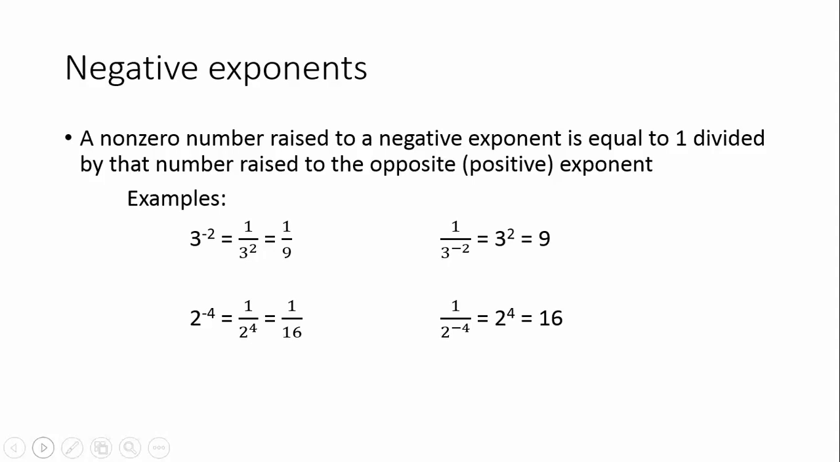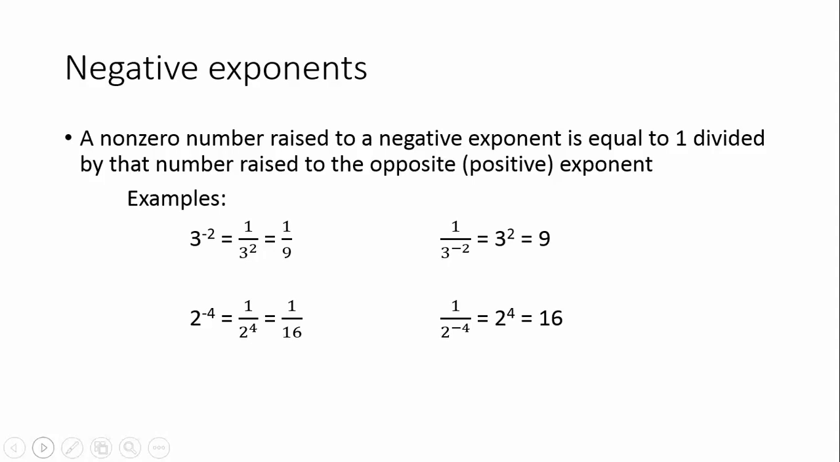To add to the 0 exponent, we also have negative exponents. With negative exponents, you have a non-zero number raised to a negative exponent. It is going to be equal to 1 divided by that number raised to the opposite, or the positive exponent. So we have 3 to the -2. That's going to equal 1 over 3 squared. Notice that we've changed the -2 to a positive, and 1 over 3 squared is 1 over 9.